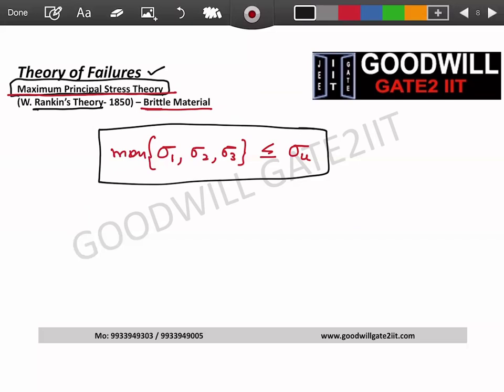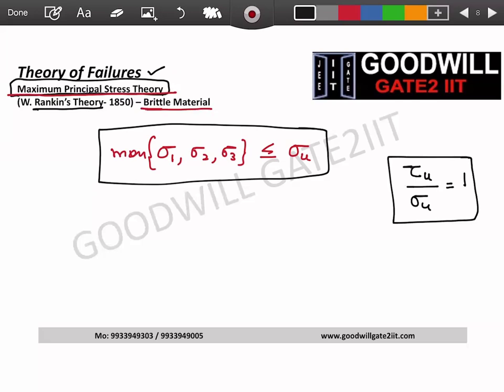Ratios. Tau y or tau u in this case, with sigma u is equal to 1. So absolutely no difference. Because it's a brittle material, in any direction you pull, it simply ruptures.